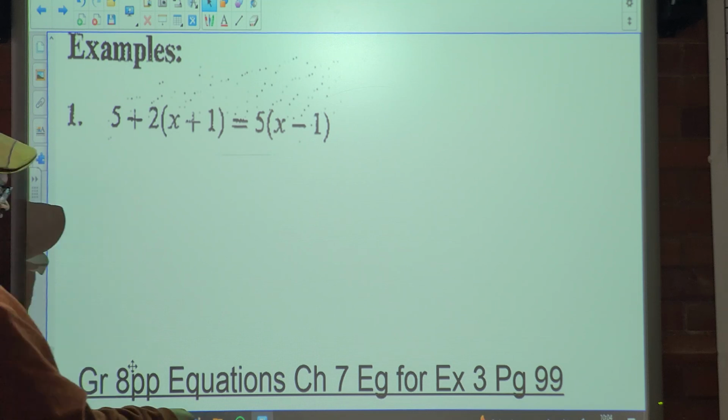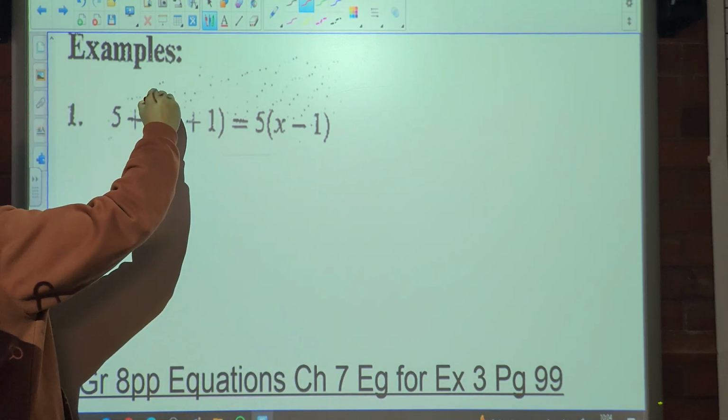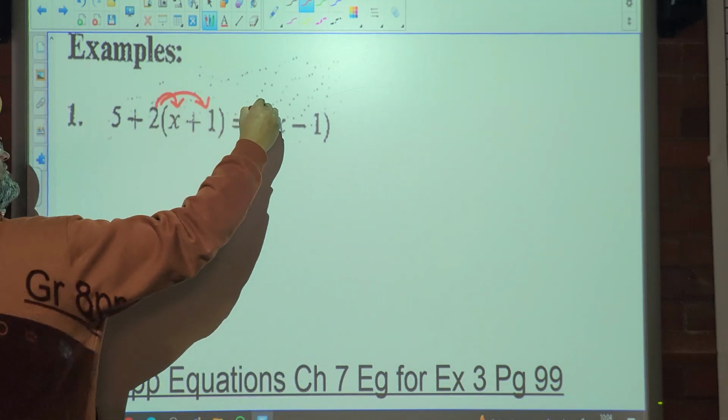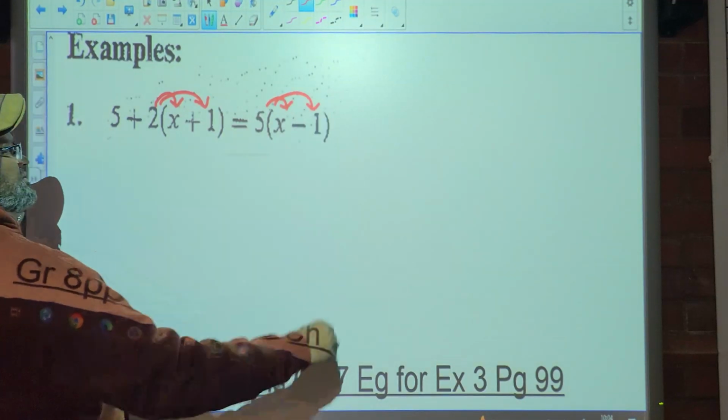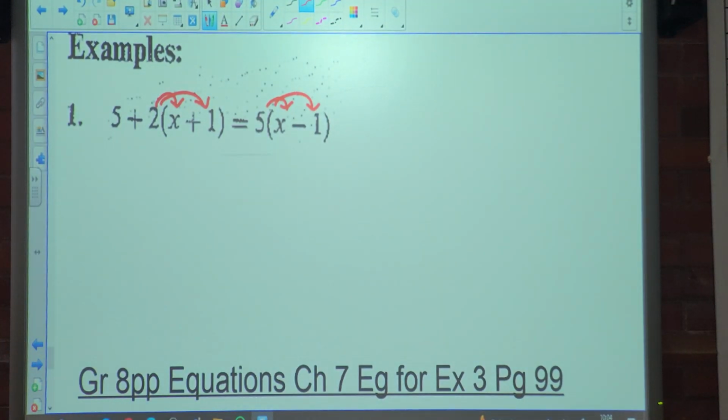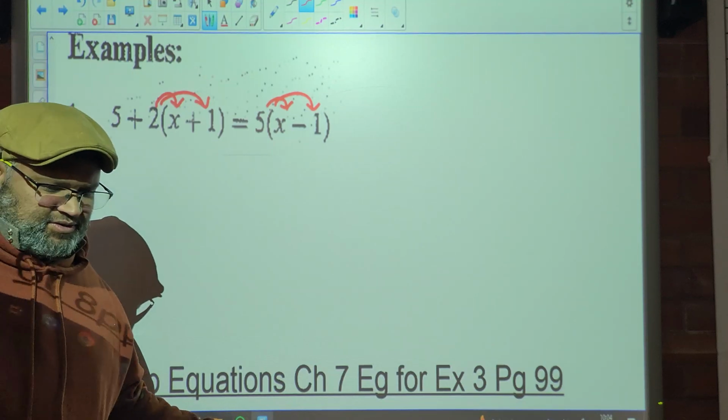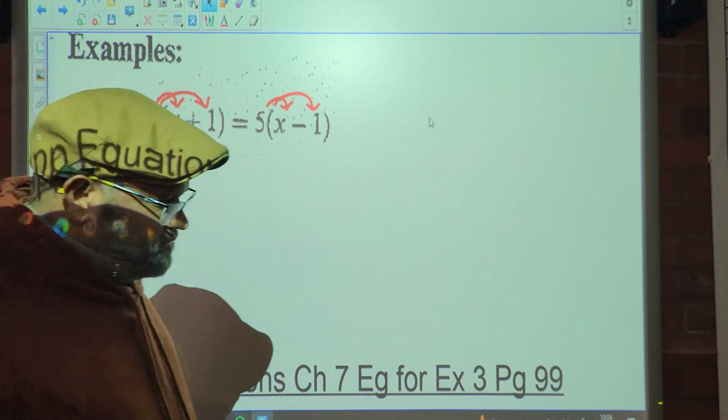So to get rid of the brackets, we're going to apply the distributive law. Not so? So write that sum down. This example is example 1 on page 99.